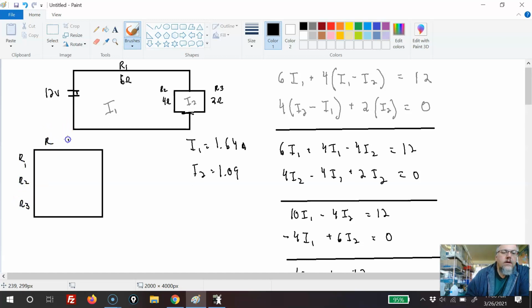So this is R, A, B. This would be 6. This is 4. This is 2. So for this guy, I'm going to put in simply straight 1.64. Okay? And if I multiply across, I'm not going to go back to the calculator. I'm going to just do it right here in front of me. So, 1.64 times 6, you get the number 9.84.